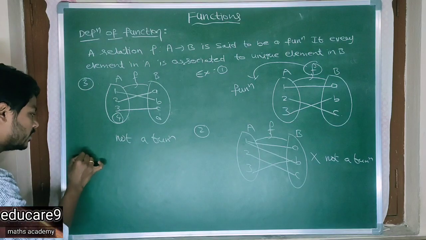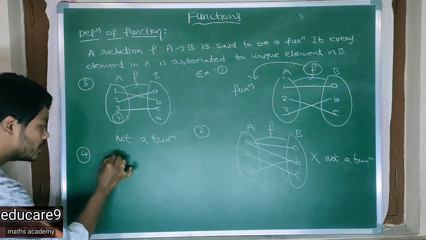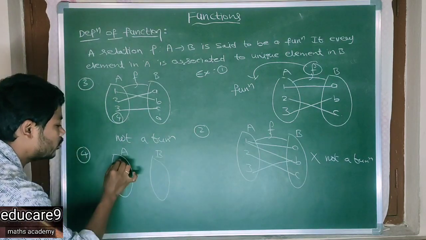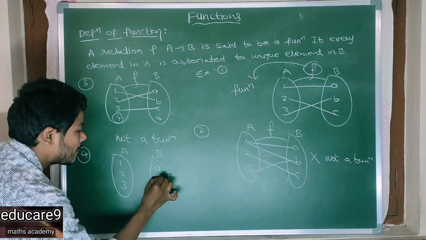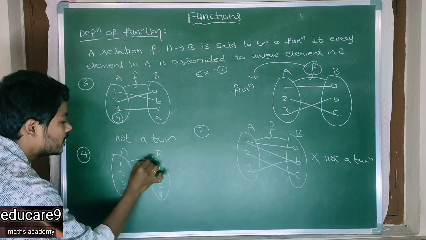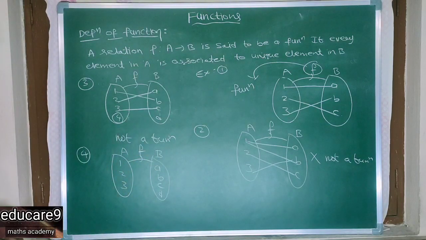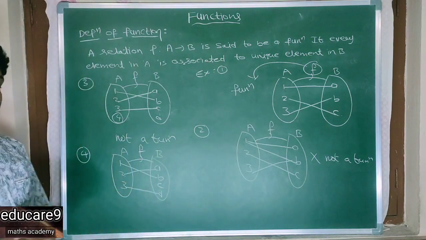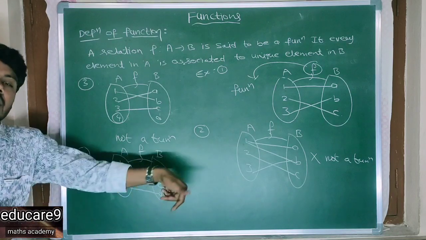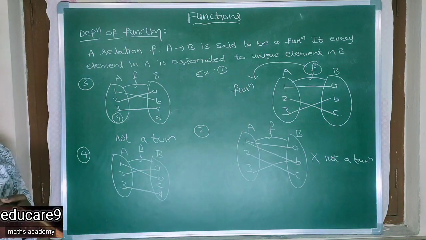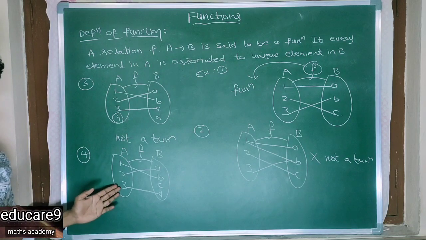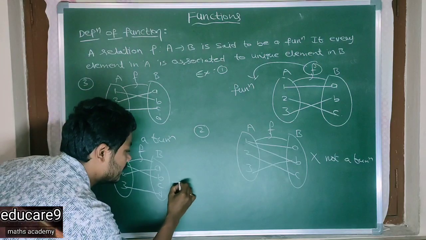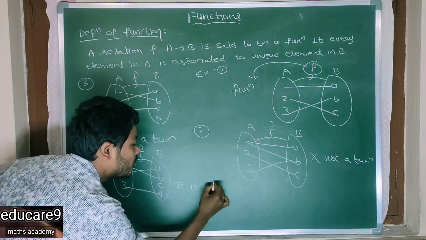One more example I will give. A and B are two non-empty sets. There exists a relation F. Here 1 is mapped to B, 2 is mapped to A, and 3 is mapped to D. Is it a function or not? Clearly it is a function, because every element in A is mapped to a single element in B.